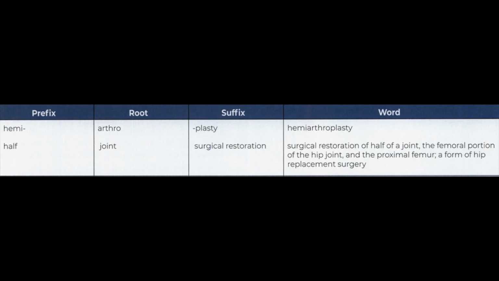Prefix, hemi, half. The root word is arthro. Anytime you see arthro, it will mean joint. Plasty, surgical restoration. And you know the meaning of the word. It's a hemiarthroplasty, surgical restoration of half of a joint.